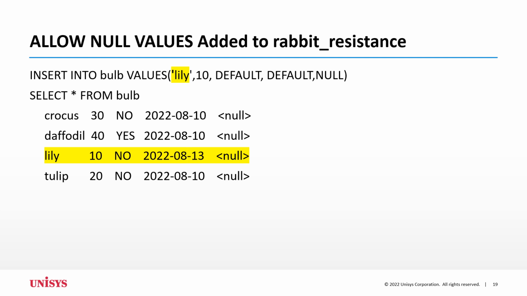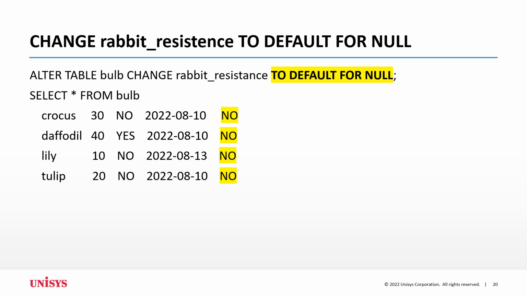When you insert a new row, Lily, with the null value for column rabbit resistance, RDMS allows the insert because null values are allowed. After you change rabbit resistance to default for null, null values are no longer allowed, and RDMS changed all previous null values to the default value, which is now no.